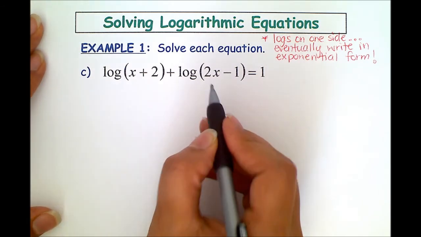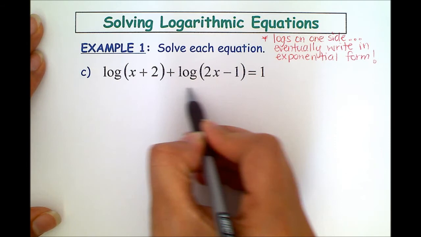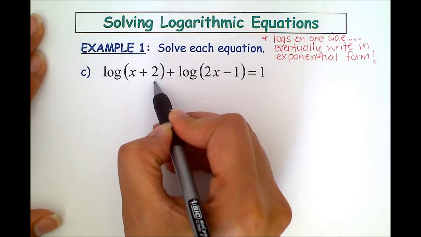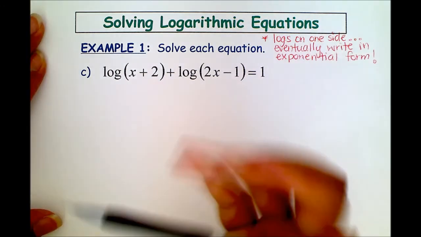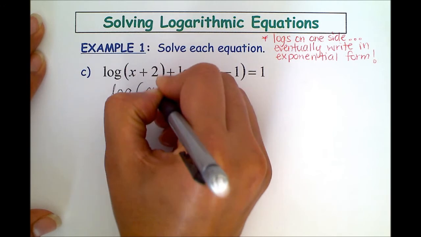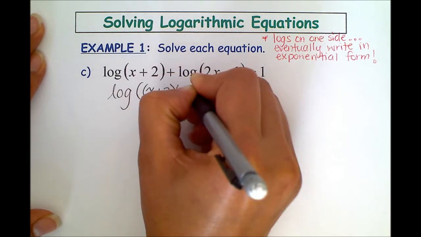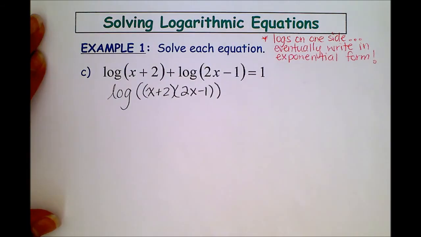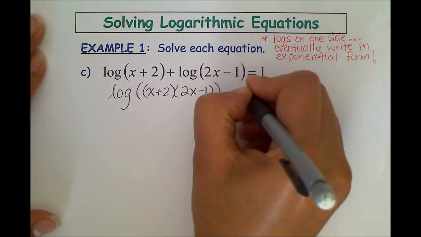So before I do that, I need to make this into one single logarithm. And because I have addition between the logarithms, that means I have multiplication between the answer part. And so the left-hand side I can simplify to log of (x plus 2)(2x minus 1). Remember to have brackets around the entire thing since you're looking at the logarithm of that entire statement now. And so that's going to equal 1.